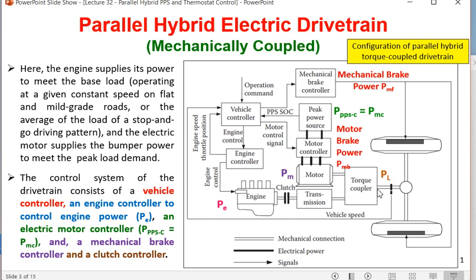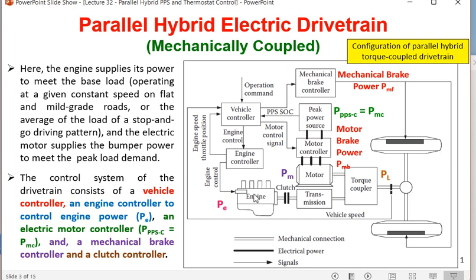What is meant by the bumper power? That is power from the peak power source, that is power from the PPS, that is the extra power. This is called a bumper source, which is given only at very specific times, not throughout the drive operation. What is present throughout the drive operation is the engine power, and bumper power is required only as instantaneous power when the vehicle is going up a hill or accelerating very fast. So you are finding that the engine supplies all the basic load and the electric motor supplies the bumper power to meet the peak load demand.